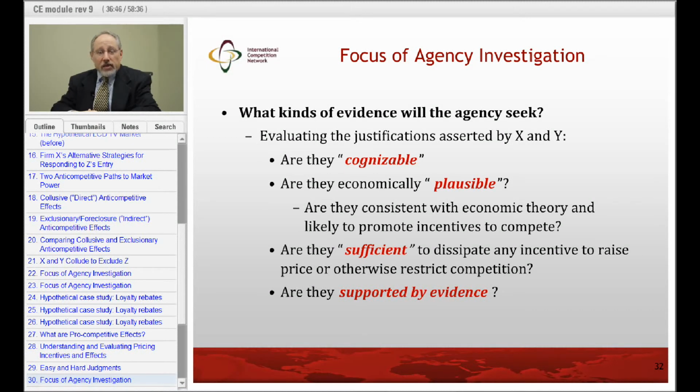As we go to the next scene, consider how the agency evaluates both anti-competitive effects and pro-competitive effects. What kind of evidence do they look at, and how do they evaluate the competing evidence of anti-competitive and pro-competitive effects that may result from X and Y's conduct?